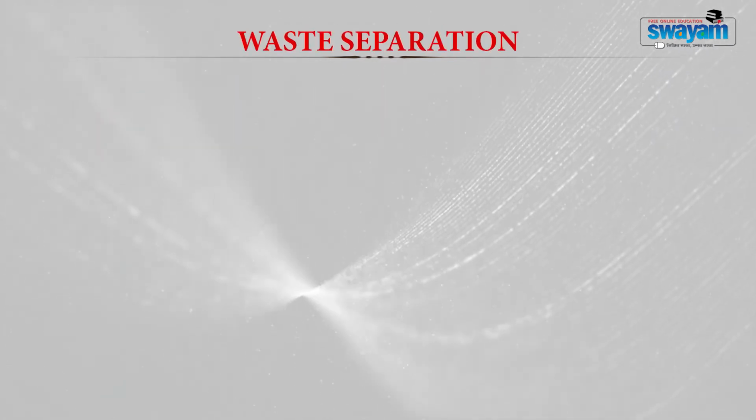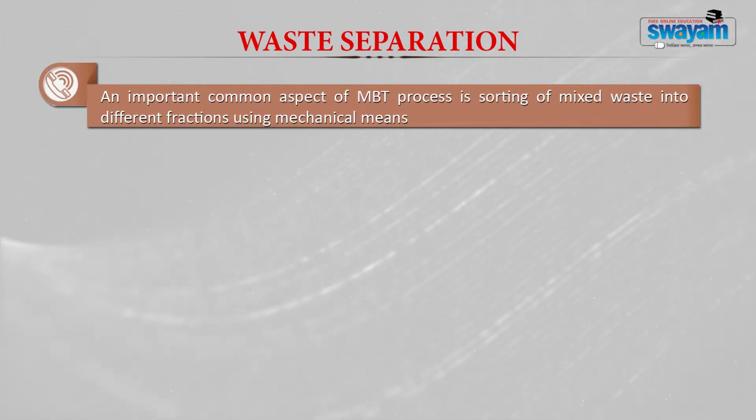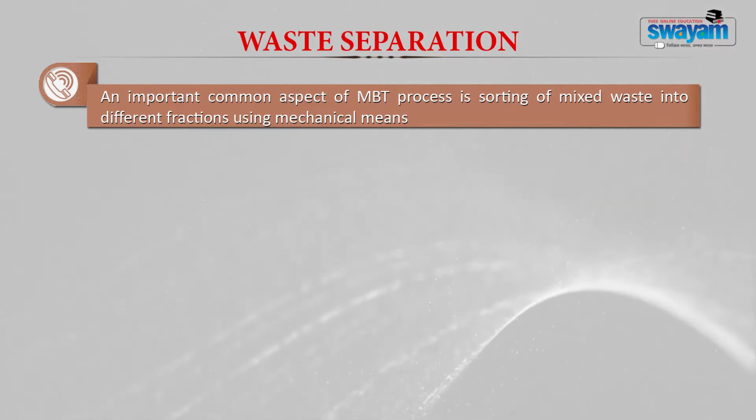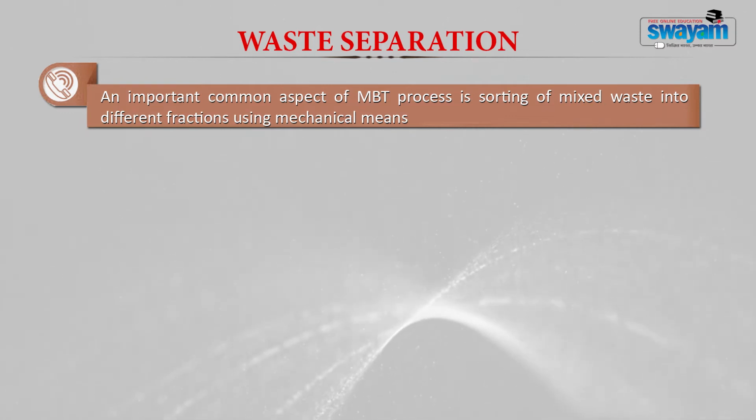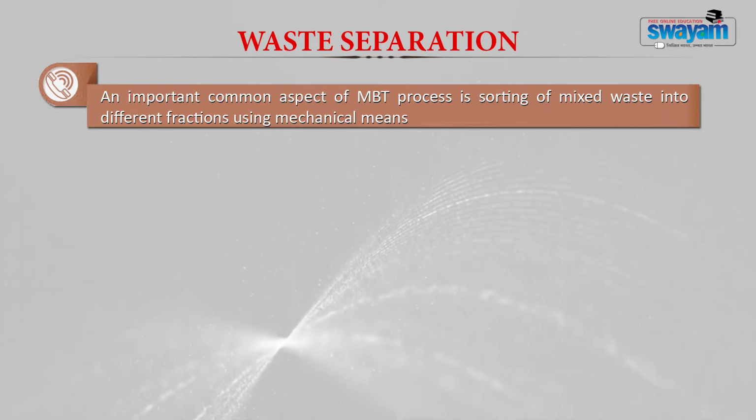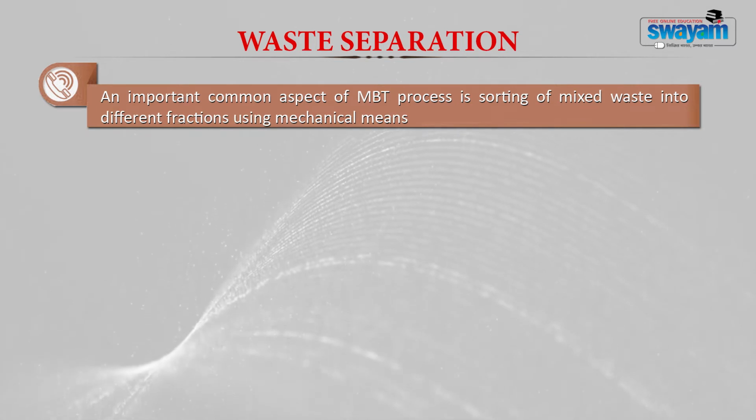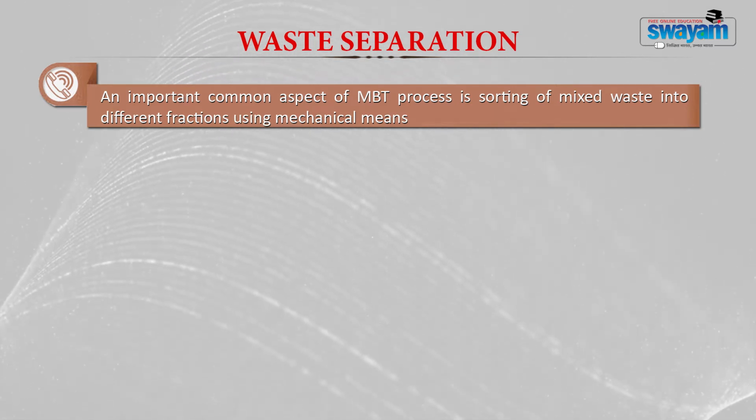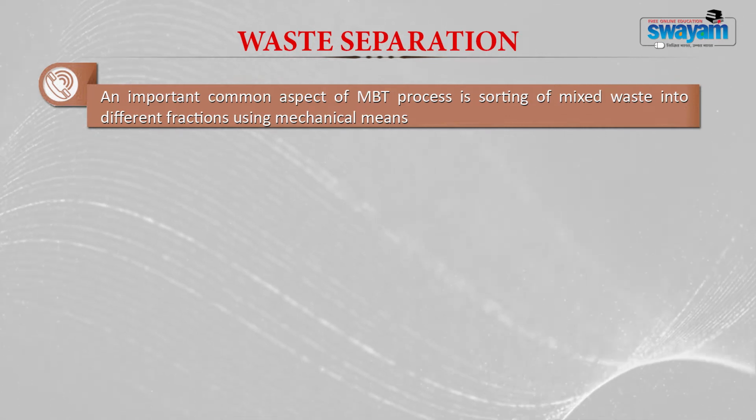The next step is waste separation. Now, this is one of the important or common aspects of mechanical biological treatment, and generally the waste separation is done by sorting. Now, sorting helps in separating out the biodegradable and the recyclable fraction from the mixed municipal solid waste. Now, this is done by mechanical means.